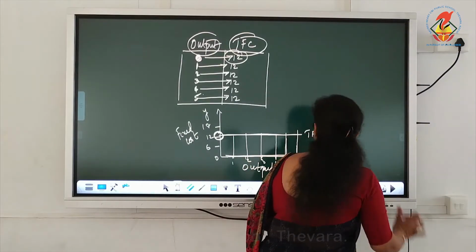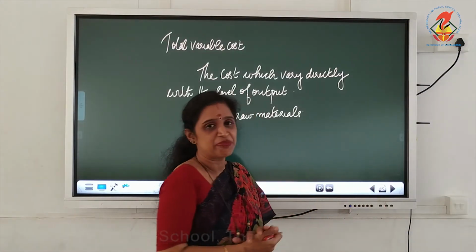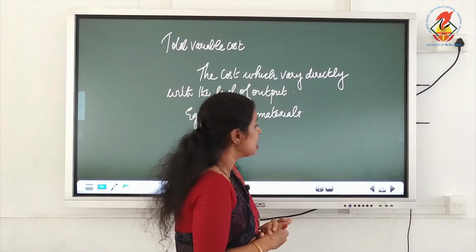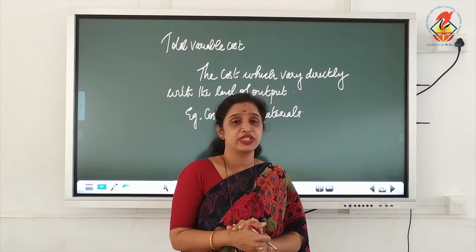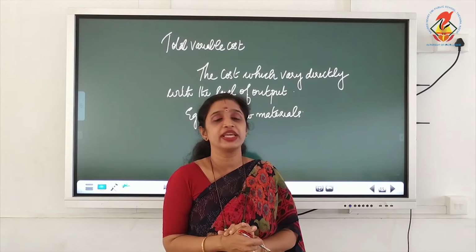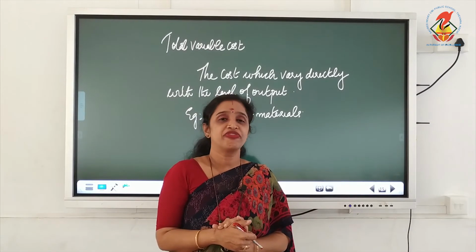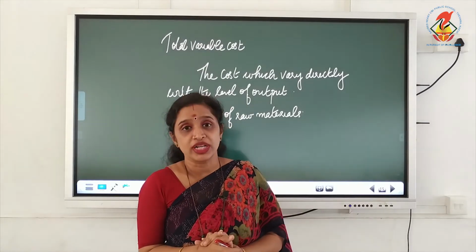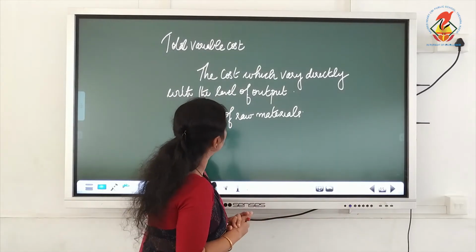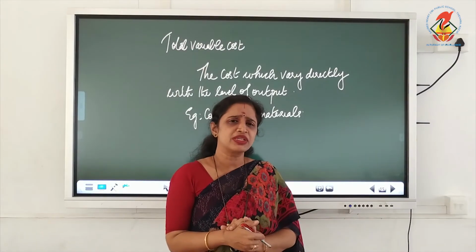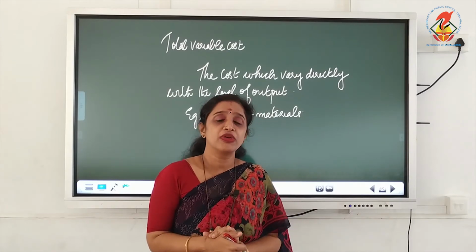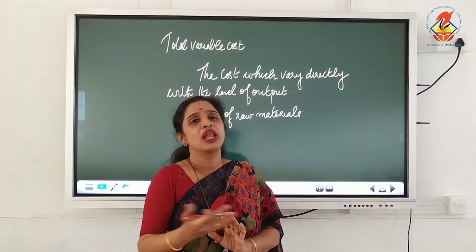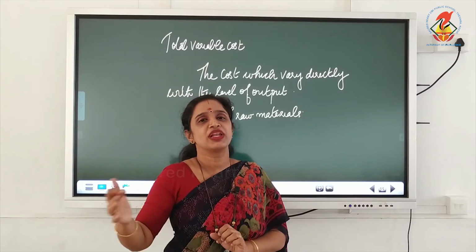Okay. Now, we will move on to the next type of cost, that is total variable cost. I told you by adding total variable cost and total fixed cost, you will be getting the total cost. So, we finished discussing total fixed cost and the next one is total variable cost. What is this total variable cost? From the name itself it is clear, isn't it? Total variable cost is that type of cost which varies with the level of output. They vary with the level of output.